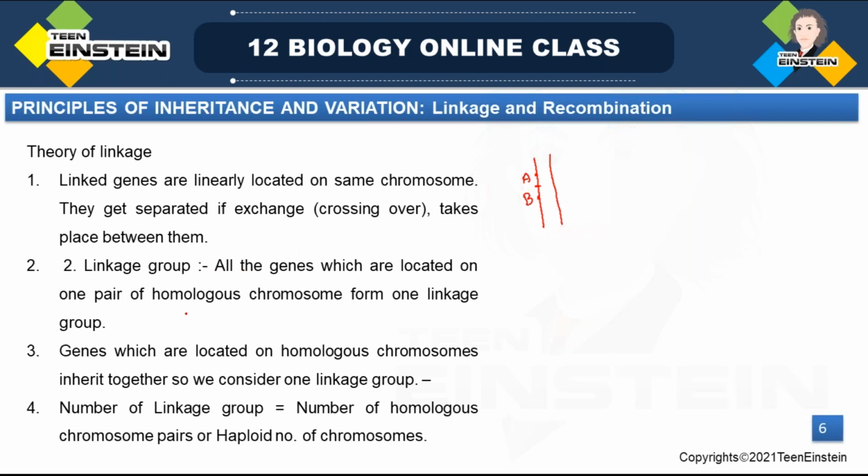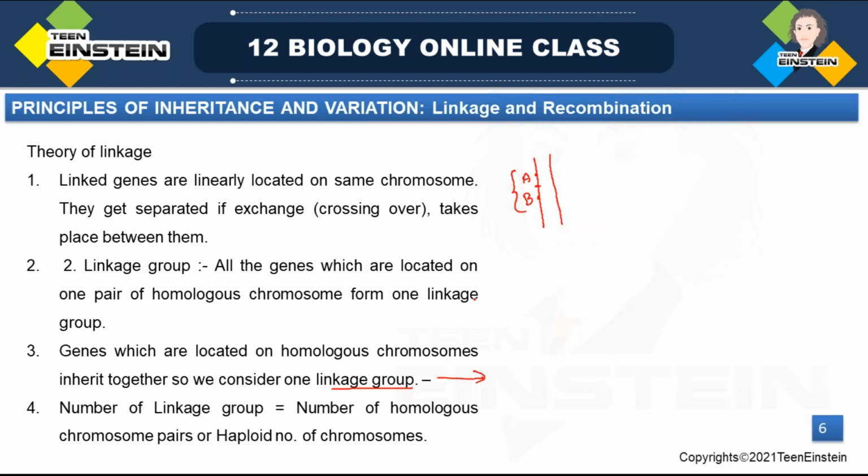All the genes which are located on one pair of homologous chromosomes form one linkage group. So all genes located on one pair of homologous chromosomes form one linkage group. The genes located on homologous chromosomes will get inherited together, so we can consider it as a linkage group. Here, see, these are linkage groups. Homologous chromosomes get inherited together, so they are called a linkage group.